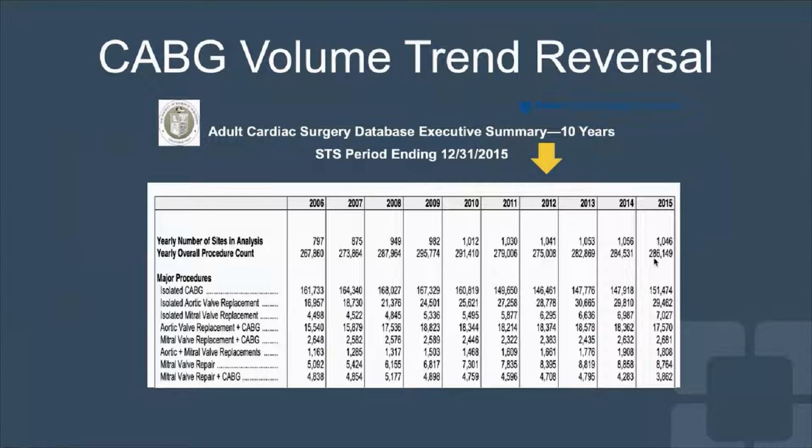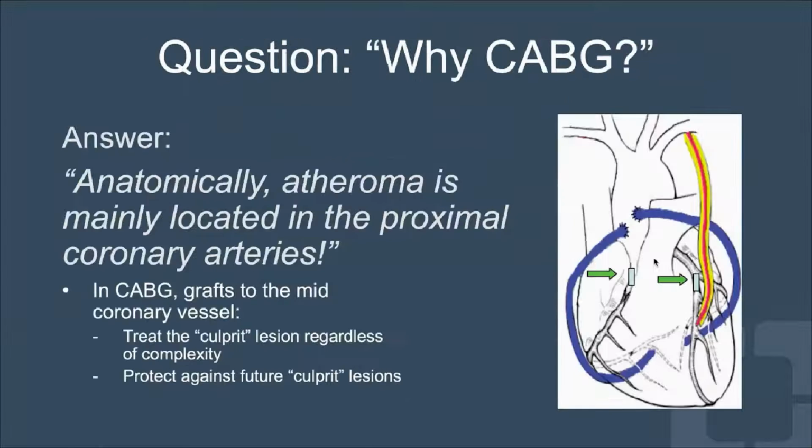open heart surgeries done in the United States every year, and about half of those are coronary artery bypasses. That represents one of the most common surgeries being performed in the United States today. And the benefit of coronary artery bypass is that it doesn't just bypass the current lesion, but also bypasses possible future lesions.